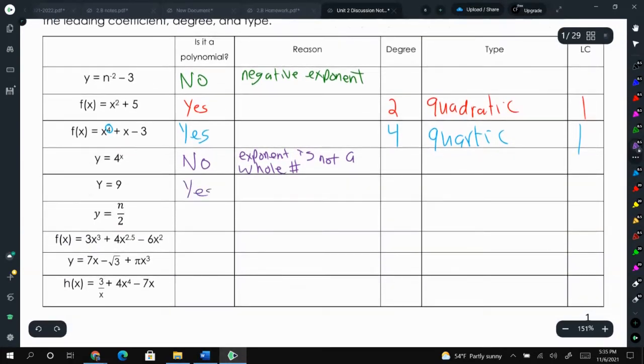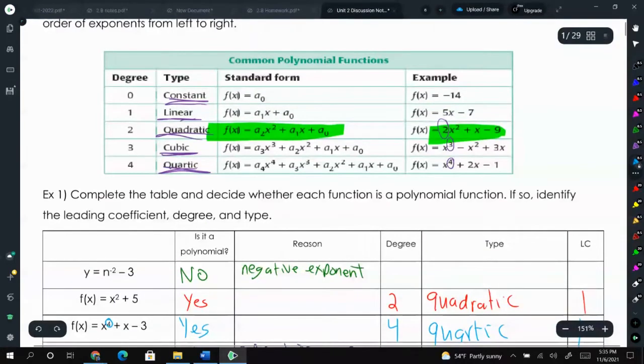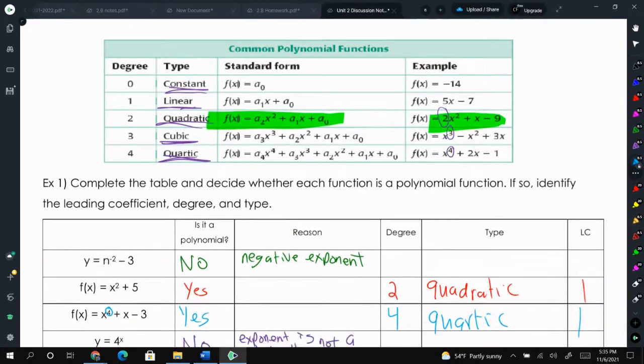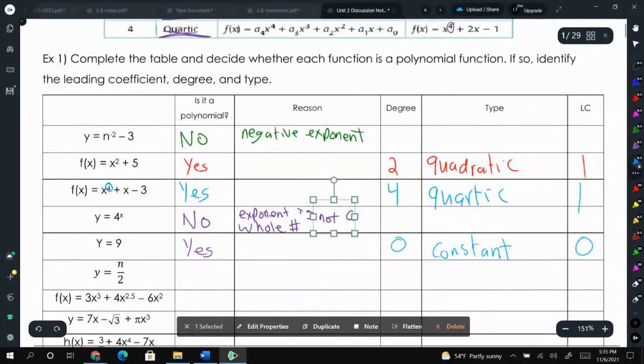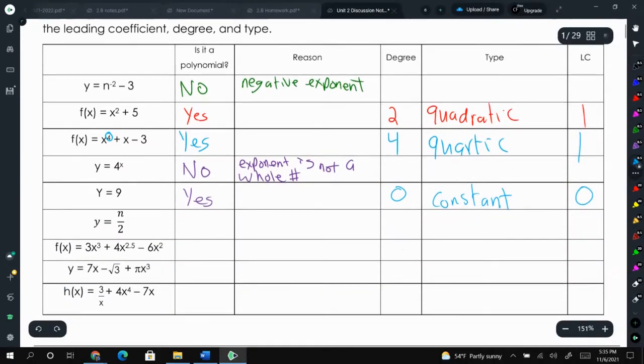y equals 9, this is a polynomial. You just have x to the 0 power, and that's okay. This is a 0-degree function, and we call that a constant. It's up here as well, a constant function. And your leading coefficient here is 9.